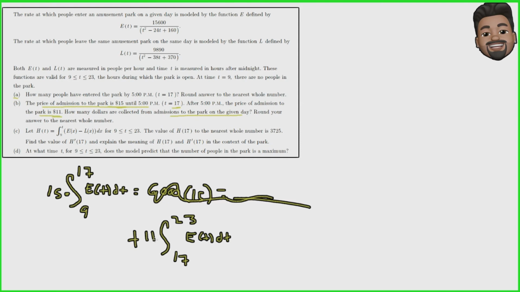So again, I could just put the $11 in the front here, because we're gonna have to multiply that at the very end. So it's gonna be this plus this, which will tell me how much actual money was collected from admissions to that park. So hopefully that makes sense. Again, the job is to understand these, not necessarily figure these out.